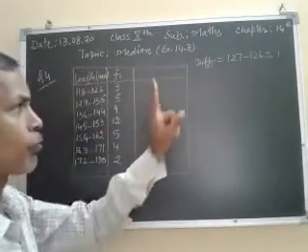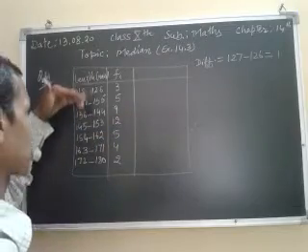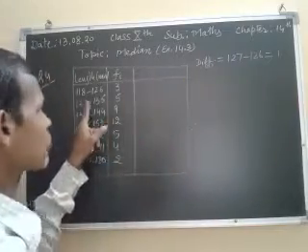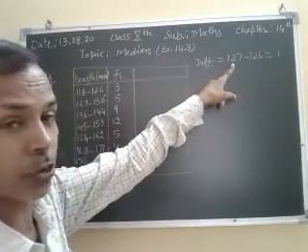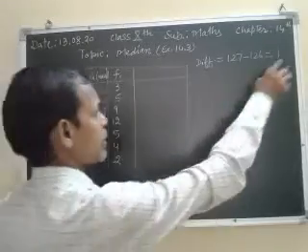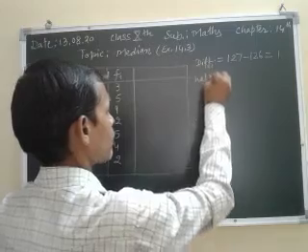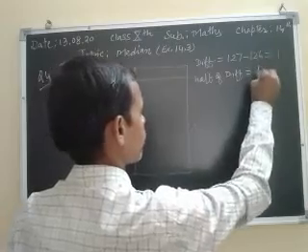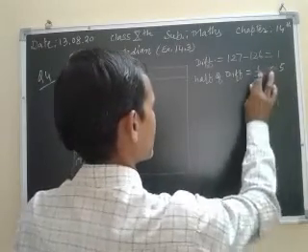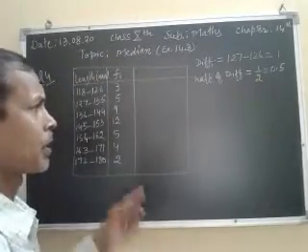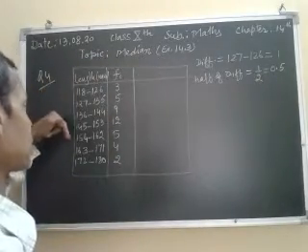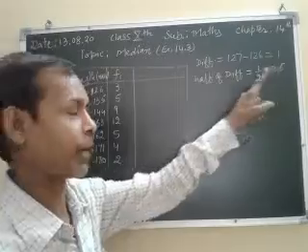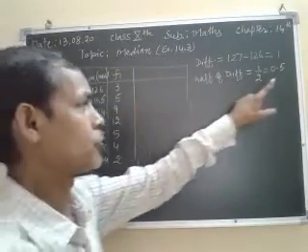Now this value 1 is divided equally between class 1 and class 2, because 126 belongs to class 1 and 127 belongs to class 2. There are 2 classes, that's why we take half of the difference, which is 1 by 2 or 0.5. Now to make it continuous, we subtract 0.5 from each lower limit and add 0.5 to each upper limit.